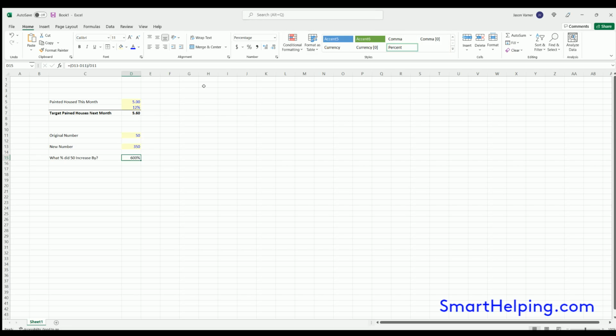Here, a 600% increase. Let's say we wanted a 50% increase. That would be 75, just doing some quick math. 75 would be a 50% increase from 50. 100 would be a 100% increase, so you've grown, in this case, by 100%. Now, if you went down, let's say 45, then this is going to be a 10% decrease, so negative 10%. So just some simple formulas here.